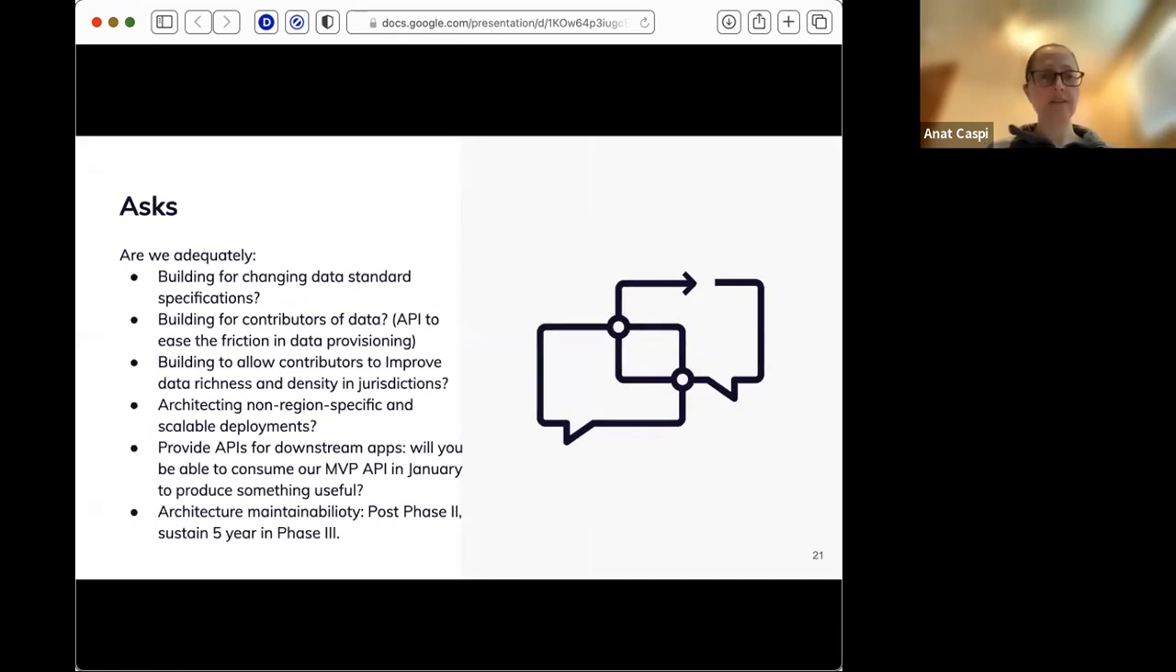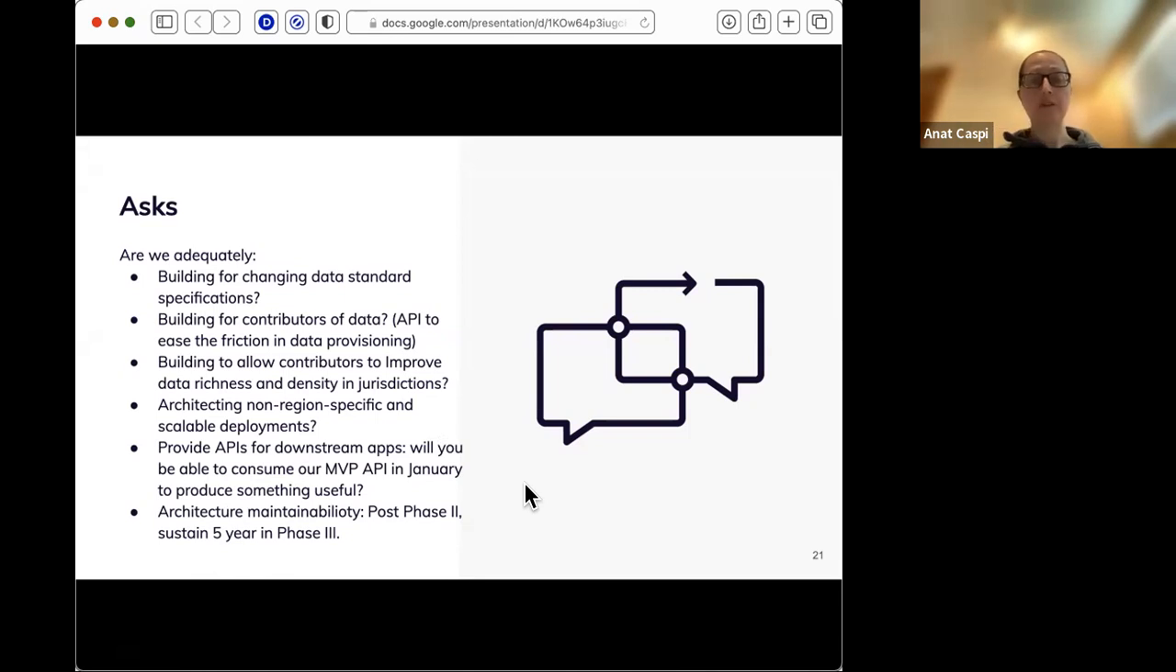The questions that we're constantly asking ourselves is, are we adequately building for changing data standard specifications? Data specifications can always change. Are we building our system so that it can accommodate changes? Like somebody is now working with release 1.4. Is it backward compatible? Things like that.